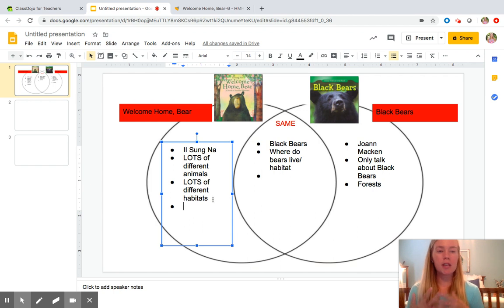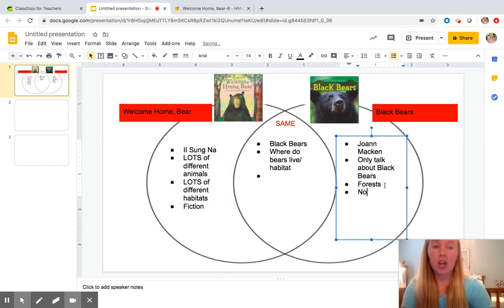Oh, you know what I'm thinking? What types of books are these? One's fiction and one's nonfiction. Which one is fiction? Which one is fake? Right, Welcome Home Bear. So Welcome Home Bear is fiction. And Black Bears is nonfiction. What else do we notice about Black Bears, the story Black Bears? If it's nonfiction, that book had a lot of what? A lot of facts in it, right? So we had facts, not opinions in this book.